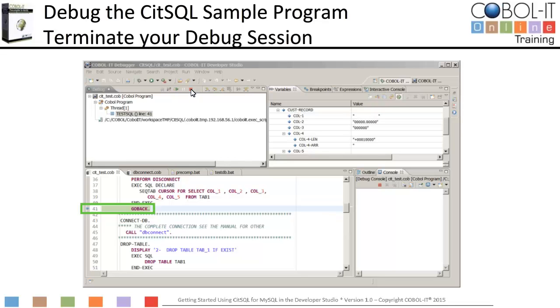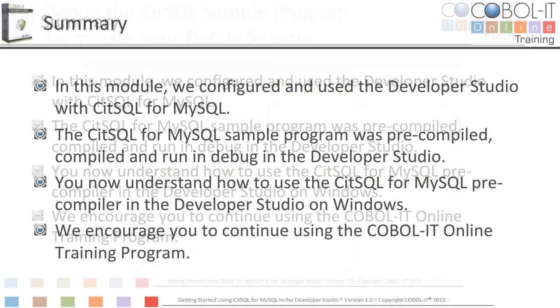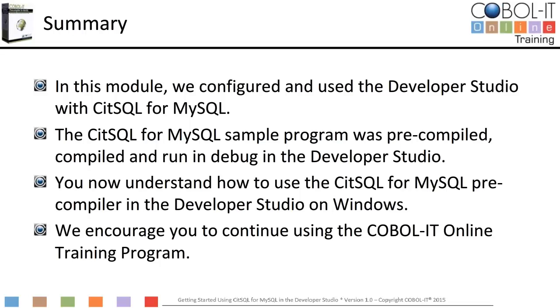Now, let's proceed to our summary. Summary. In this module, we configured our workspace and our project for use with CitSQL for MySQL in the Developer Studio on Windows. We illustrated the use of the -preprocess compiler flag. Using the sample programs, we performed compile, run, and run in debug exercises. You are now prepared to use the CitSQL for MySQL precompiler in the Developer Studio on Windows. For more detailed information, and the very latest reference documentation, please visit the doc folder under your COBOL-IT and CitSQL home directories.